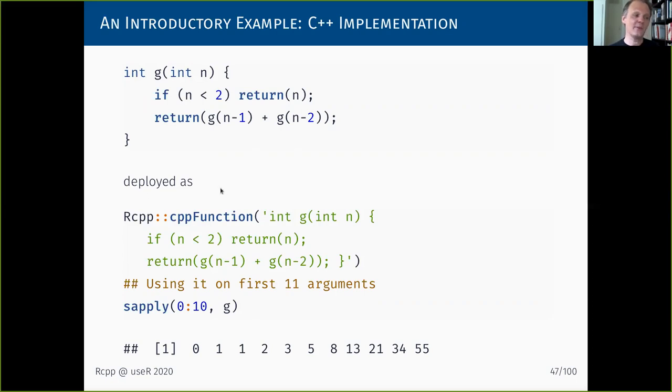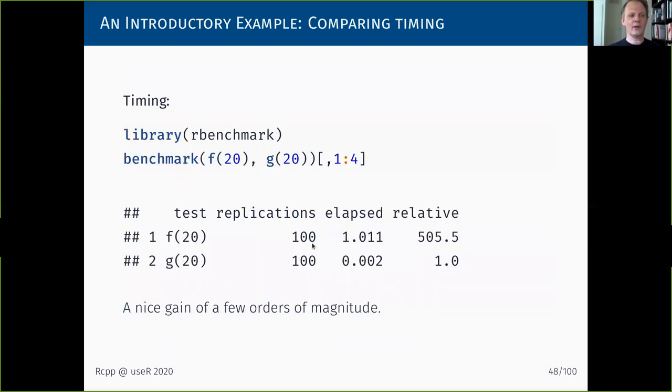And we can wrap this in a Cpp function, which we've seen in the previous section, by just having it between single or double quotes, just as a valid string, and invoke it again on 0 to 10, and we get the same sequence of 11 values. Great. So we've validated that we get the same result. Now we can compare them in terms of speed.